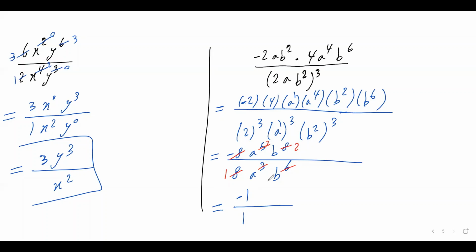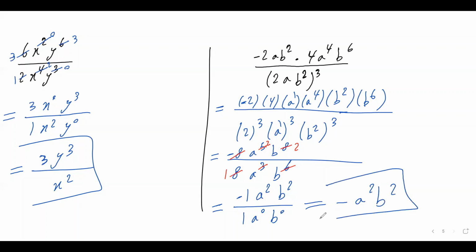So our answer, simplified version, is negative 1 times a to the power of 2 times b to the power of 2 over 1 times a to the power of 0 times b to the power of 0. So anything to the power of 0 we said is just 1, so 1 times 1 times 1 is just 1. We really don't need to write that 1 in denominator, so we just ignore it. So I have negative a to the power of 2, b to the power of 2. This is our final answer, the simplified version of this expression.